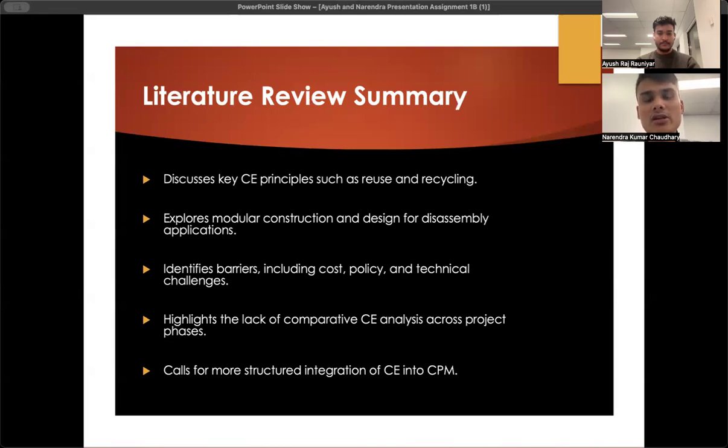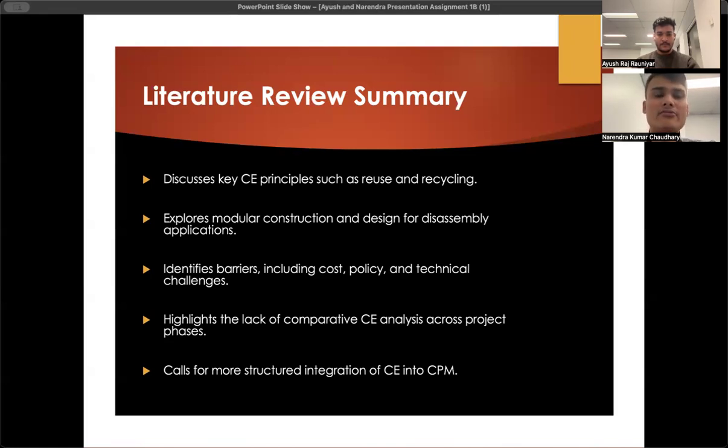structured integration approach. Now, talking about the review, reuse and recycle are essential parts of construction project management and the construction industry, because day by day the material and labor costs are high and the general waste is increasing day by day on construction sites.